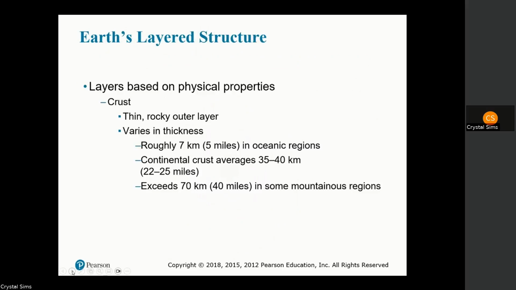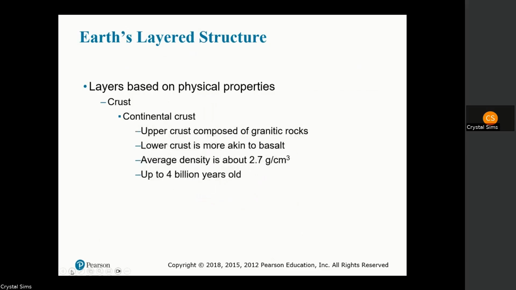So the layers of the earth are based on their physical properties. We have the crust, which is the thin, rocky outer layer, and this is where we have the continental crust and the oceanic crust, like we talked about with plate tectonics. It varies in thickness. Oceanic regions are the thinnest, followed by our continental crust, and then the mountainous regions. With the continental crust, the upper crust is granitic and the lower crust is more basaltic.